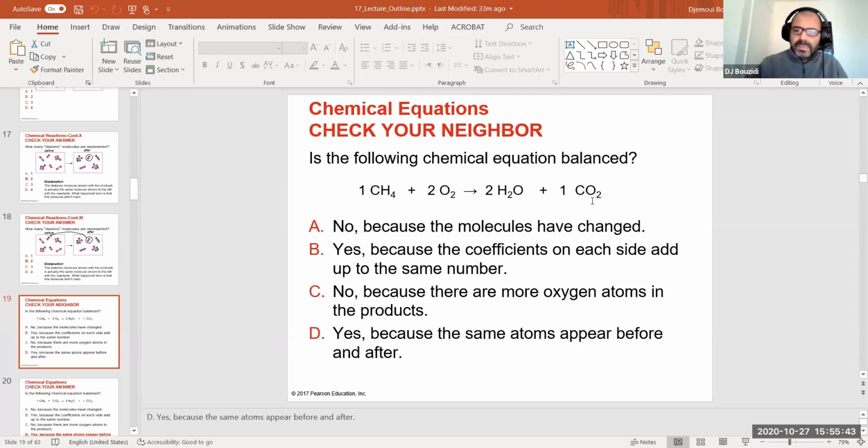Okay. Does this make sense to you guys? Yes. We have to tally each and every one of them to say it's balanced or not. Okay, very good.